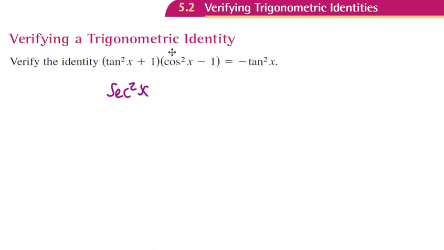Now you could have multiplied this all through, which is probably going to be a longer problem. And cosine squared of x minus 1, this one may not be so apparent, but this is going to be negative sine squared of x. Let me just show you where that comes from. So we know that anytime we have a cosine squared of 1, it's going to come from this identity.